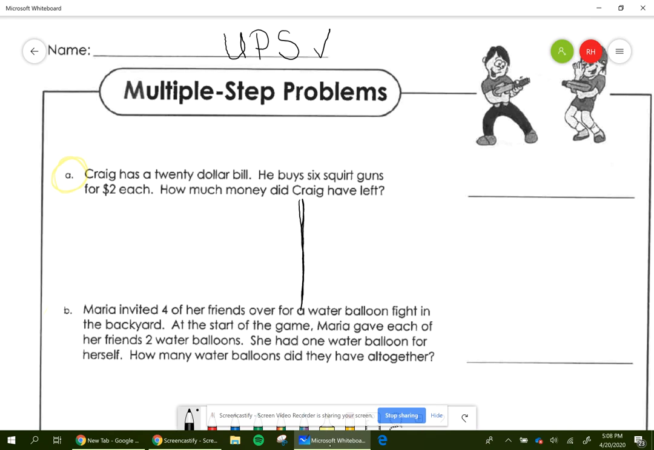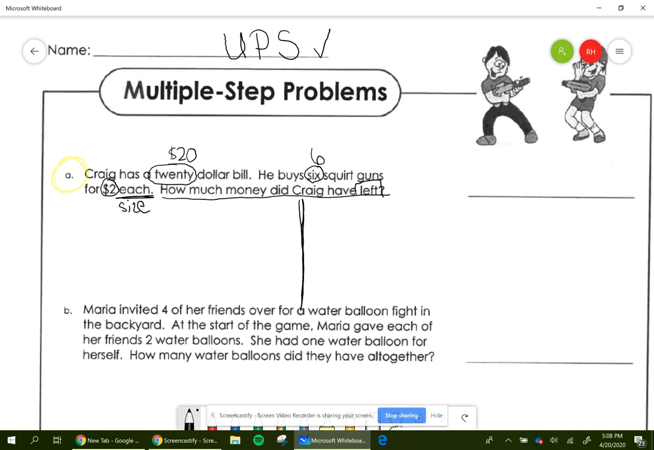So here's what it says. It says Craig has a $20 bill. So that right there, okay, so I know he has $20. That sounds to me like maybe a total because he's going to the store. He buys 6 squirt guns for $2 each. Oh, that word each reminds me of multiplication, when we used to say that each and size are related in multiplication. Then the question's asking you, how much money did Craig have left? That word left reminds me of subtraction because it's like I'm taking away. I'm paying something and I'm taking away.